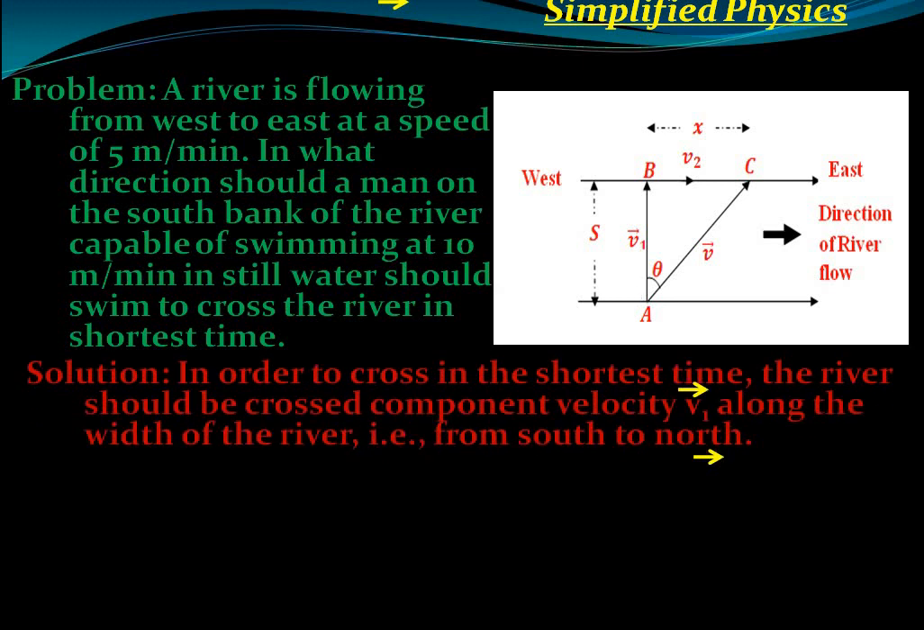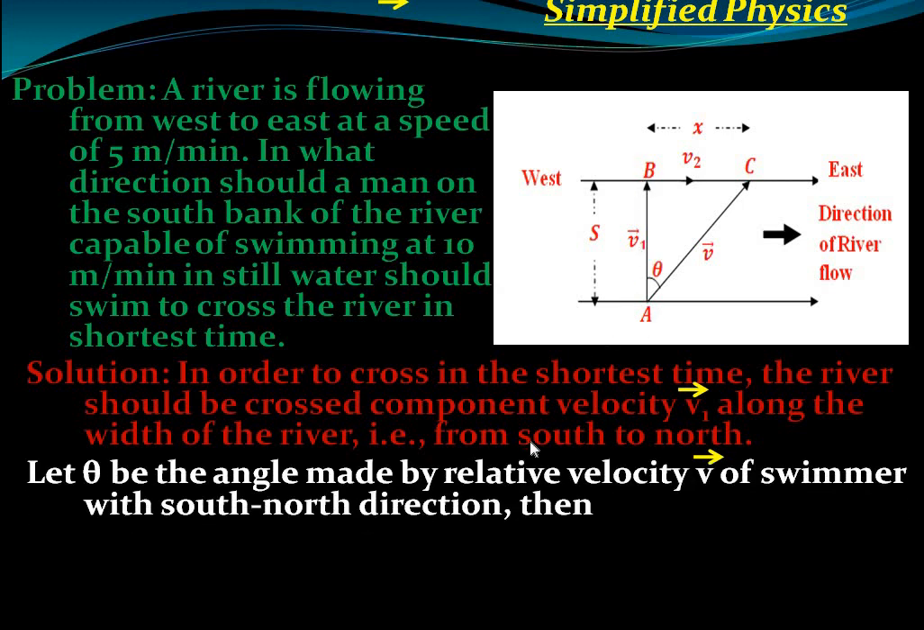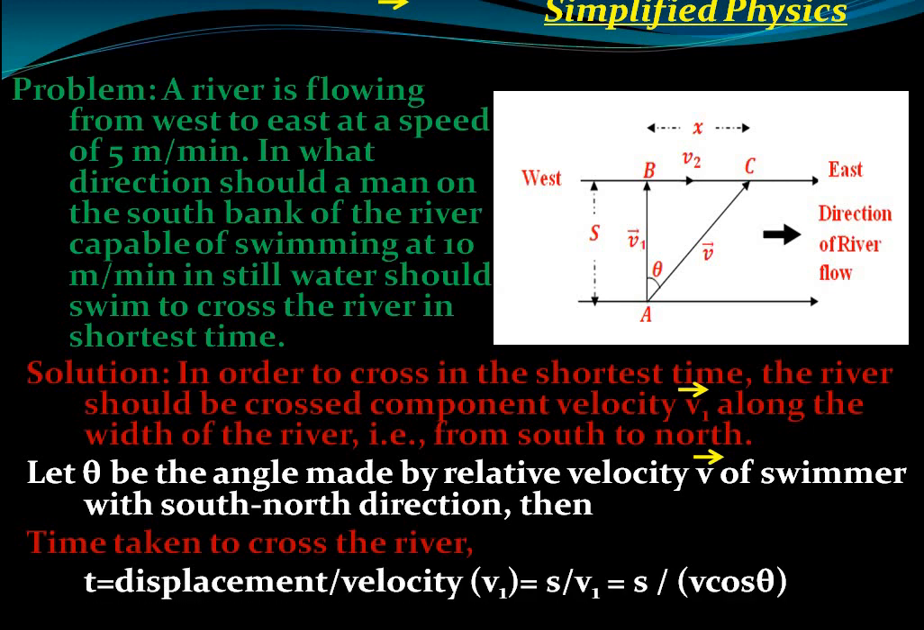In order to cross the river in the shortest time, the river should be crossed with the component velocity b1 along the width of the river, that means from south to north. Let theta be the angle made by the relative velocity b with the south-north direction. Then the time taken to cross the river t equals displacement by velocity, that is s by b1, and b1 is the component of the vector v, so it is b cos theta.